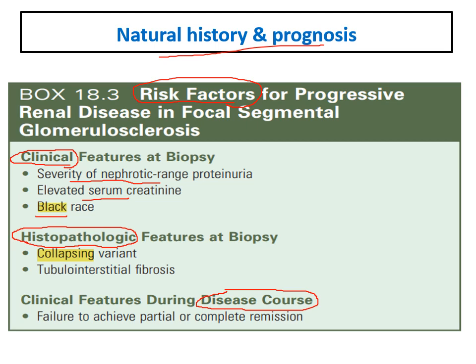Regarding the histopathology, the collapsing variant is the worst one. And also the presence of tubular interstitial fibrosis is of poor prognosis. Failure to achieve partial or complete remission, of course, is also a poor prognostic factor.